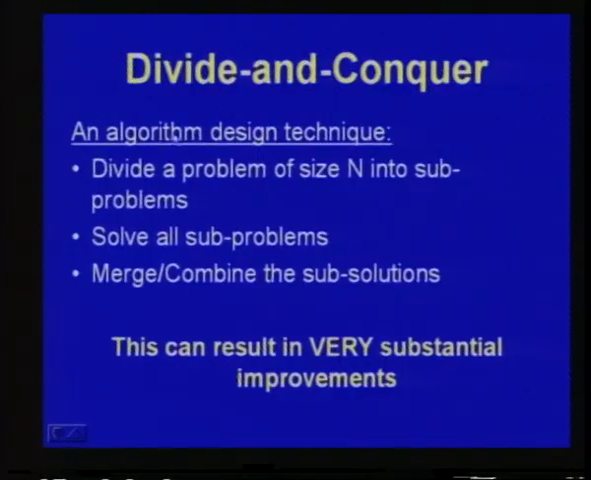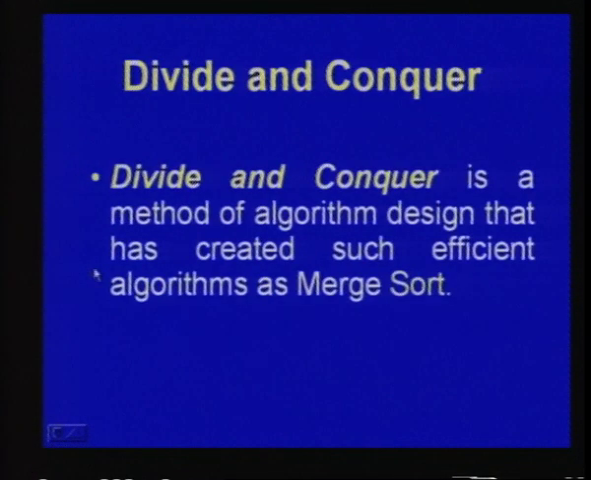algorithmic design. So, an algorithm design technique, it divides a problem of size n into sub problems, then it tries to solve all the sub problems, and then it merges and combines the solutions, that is the sub solutions got from the sub problems, and in that way it would have got the solution to the original problem. So, this method of doing things can result in very substantial improvements. Divide and conquer, as I already told you, is a method of algorithmic design that has created such efficient algorithms as merge sort. So, merge sort is a typical example of a divide and conquer technique.